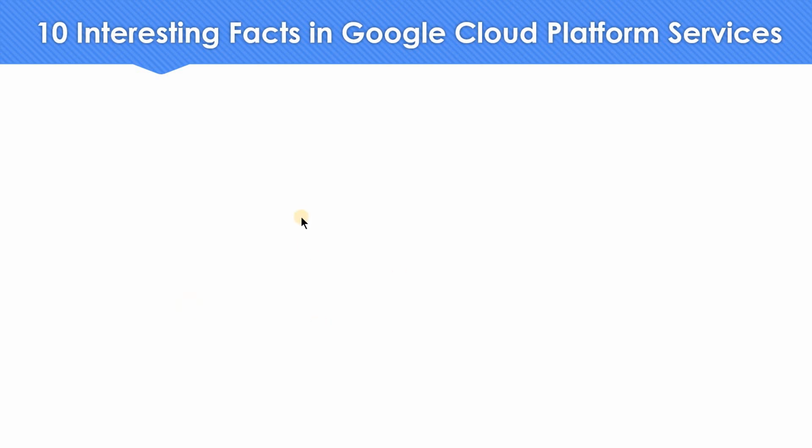So the first interesting fact which I have collected is about the Google Cloud Platform Status widget. This is a widget which is available on the Google Cloud Platform console. Usually you will see it in two colors, either green or red. What does that indicate? Let's see that quickly.